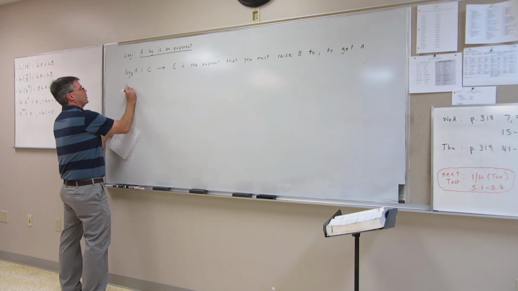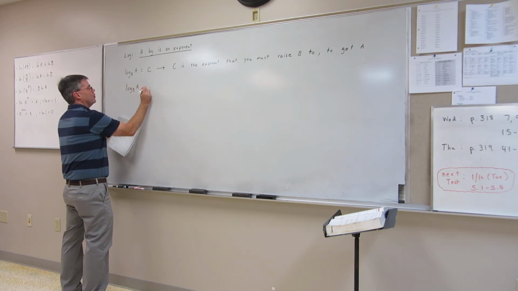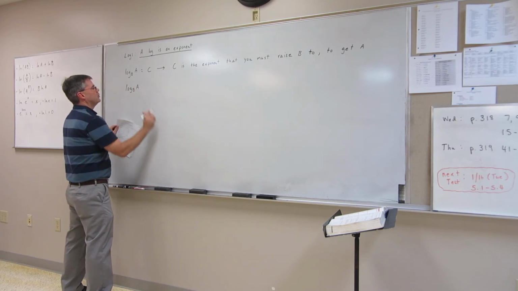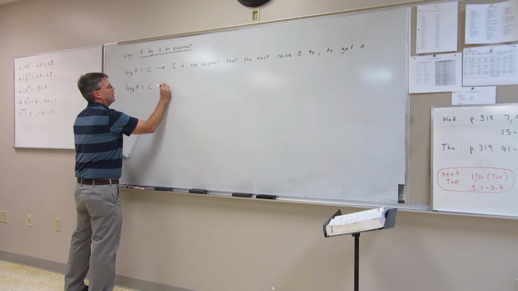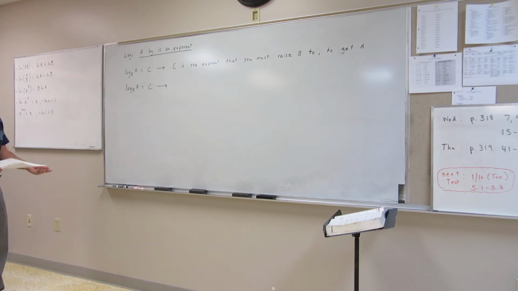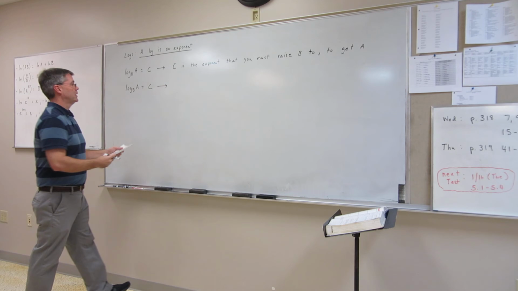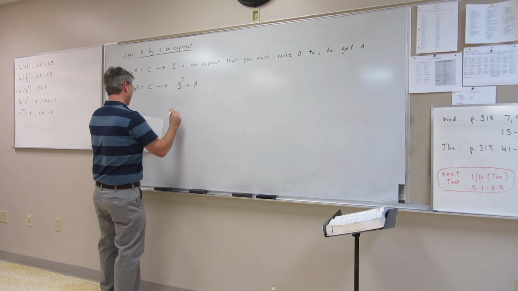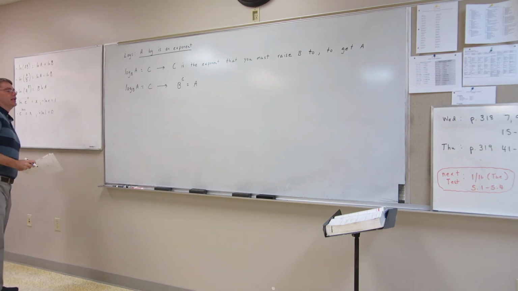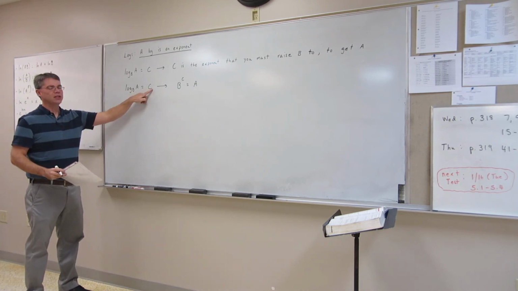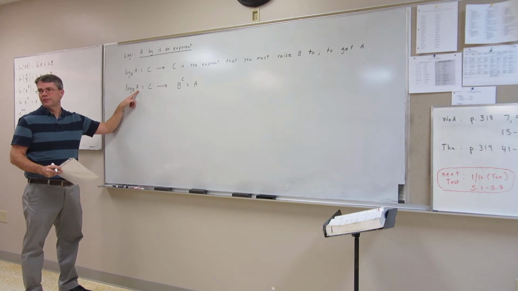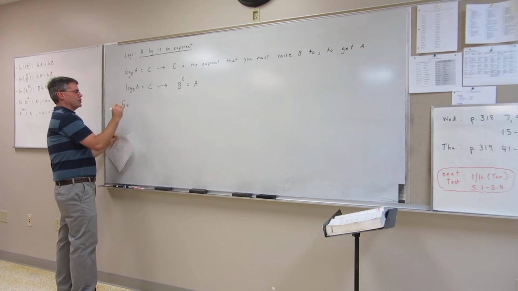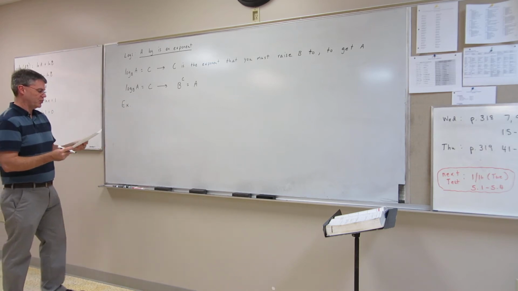So if we had log to the base b of a, I'm sorry, I forgot the c part, is equal to c, if we were to rewrite that as an exponential function, that would be b to the c power is equal to a. So I kind of look at it as a pattern. Base to the answer is equal to a.